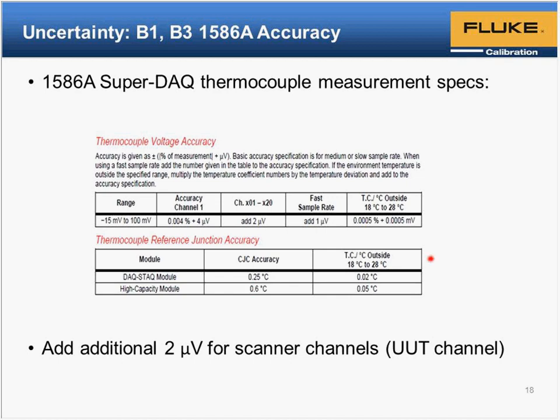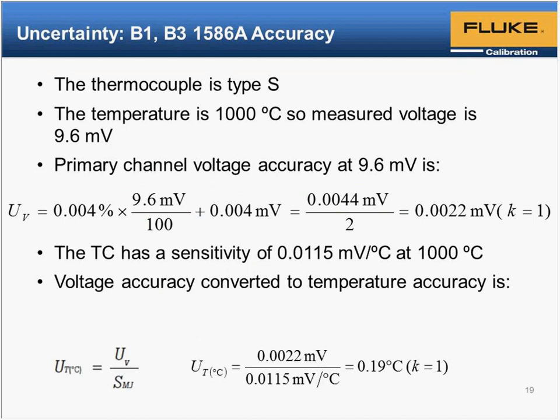So let's go ahead and start plugging these numbers in to see what we get. Type S thermocouple, sorry to repeat, but the details here are hard for you to keep track of as we talk. So here's 1,000 degrees C, so the voltage is 9.6 millivolts. We don't have to worry about the full precision on the voltage at this point. This is just a calculation.